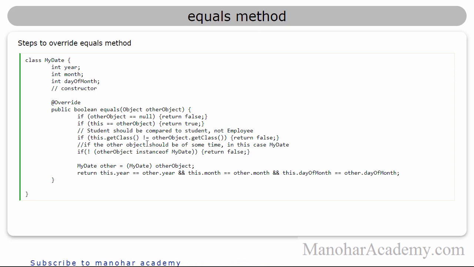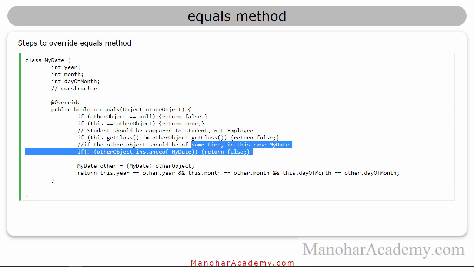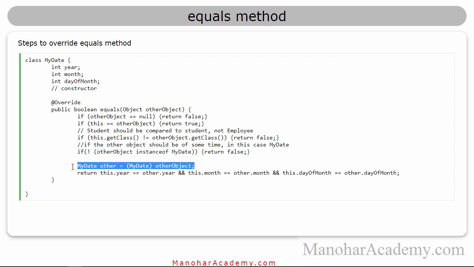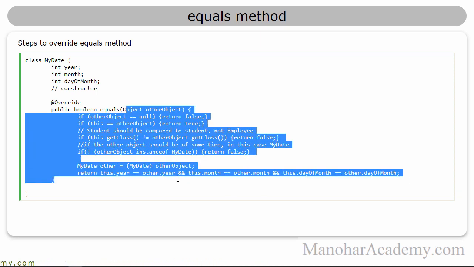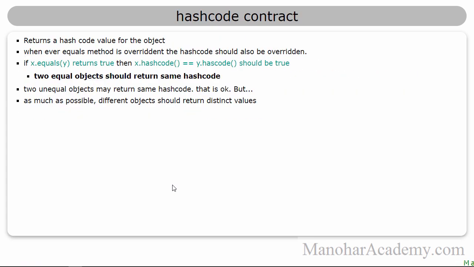Also, sometimes they can be of different types. They don't need to be of the same class, but the received object should be of a particular type. So we can check that using instanceof. After doing all these, we can typecast the received object to whatever object type we need. Then we can compare all the fields, field by field. So all these things should be taken care of whenever you are overriding the equals method.